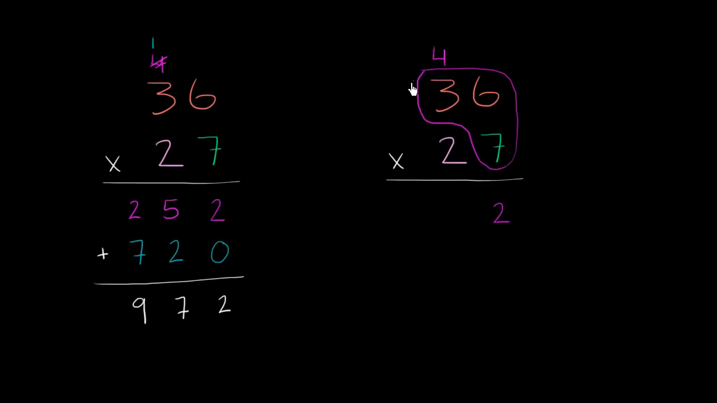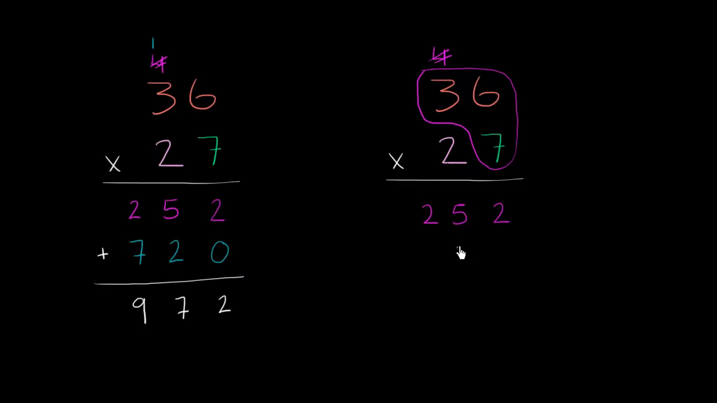This 4 represents 40. 7 times 30 is 210. Plus 40 is 250. And we already had that 2 in the ones place, so we get 252. 36 times 7 is 252. Now let's clean this up. Now let's multiply 20. 20 times 6 is going to give us 120.